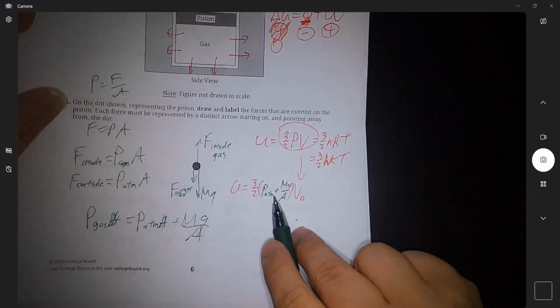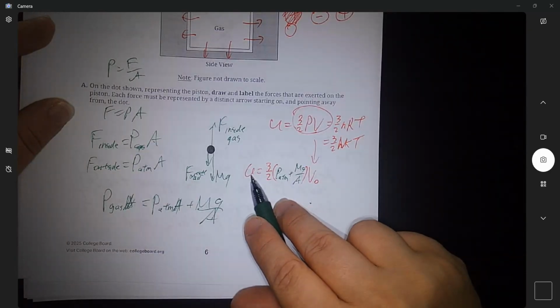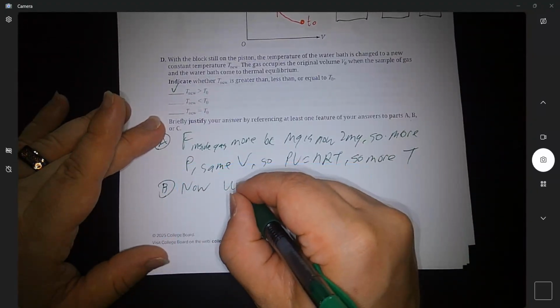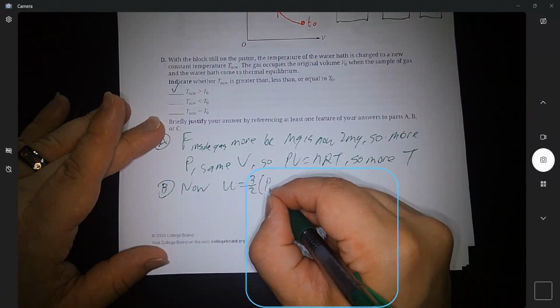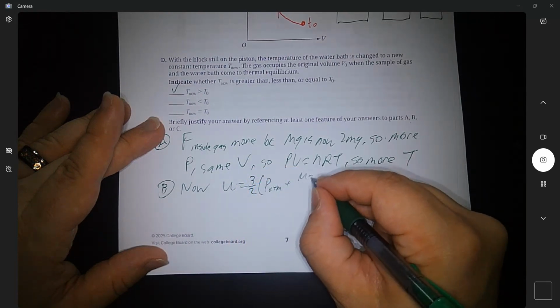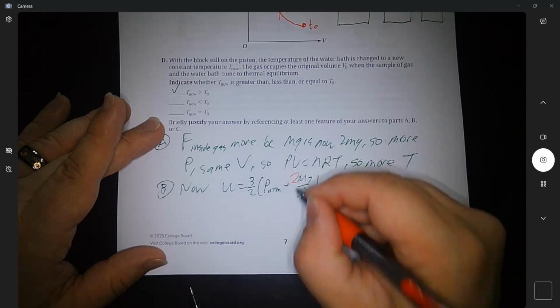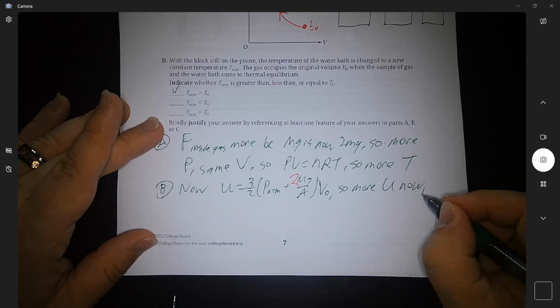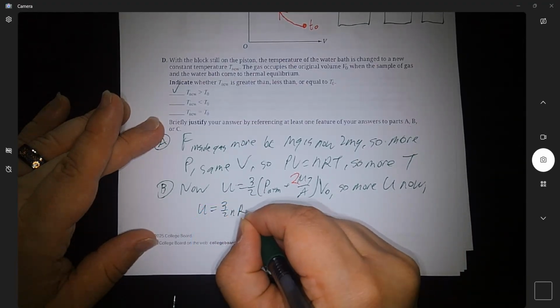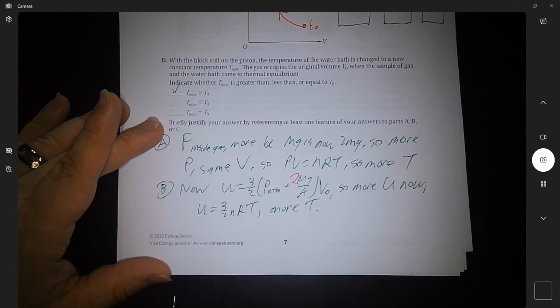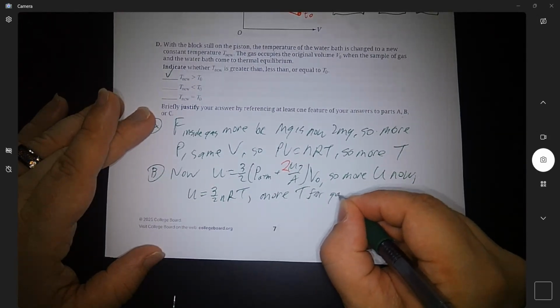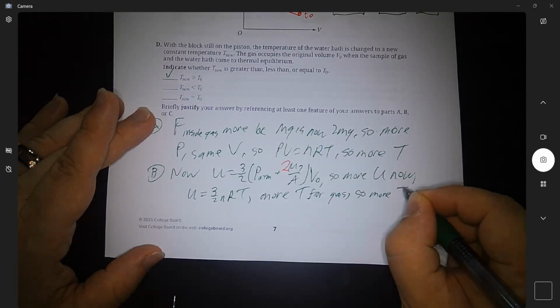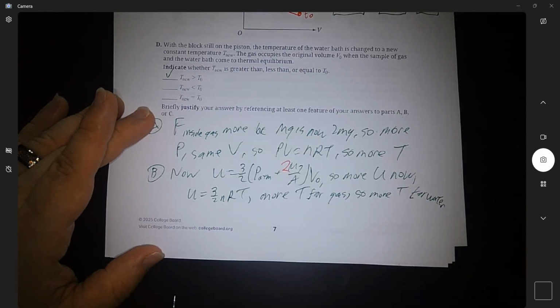So if I reference part B, what am I going to say on part B? I'm going to say the internal energy is now 2 mg. So now U equals 3 halves P atmosphere plus mg over A, and then it's like two of these times V naught, right? So more internal energy now. Internal energy is 3 halves nRT, so more temperature for the gas, right? So more temperature for the water because we're in thermal equilibrium with the water, right?